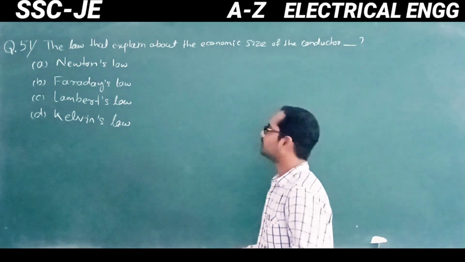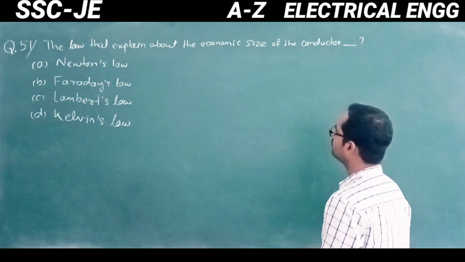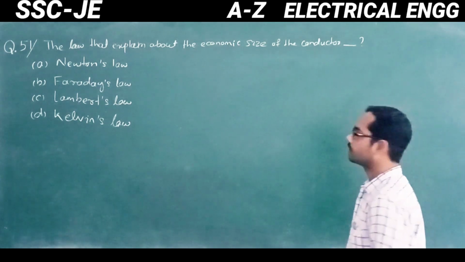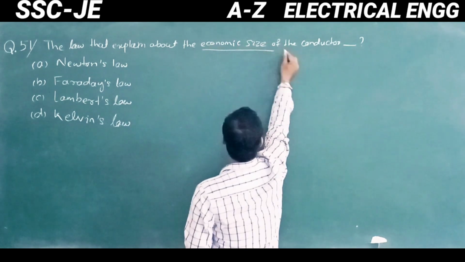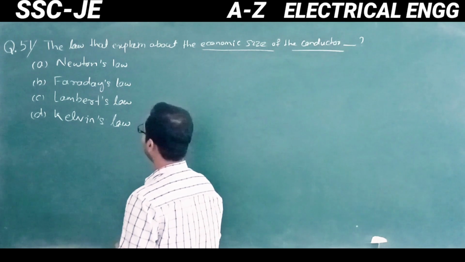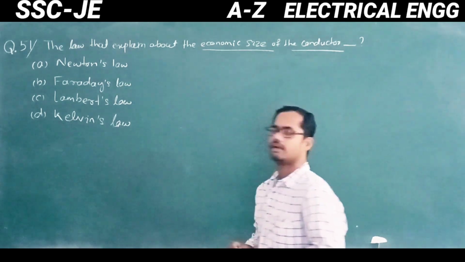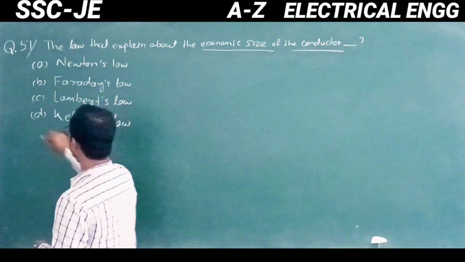So the question is: which law explains the economic size of the conductor? The options are Newton's law, Faraday's law, Lambert's law and Kelvin's law. From these four options, option D will be the correct answer.